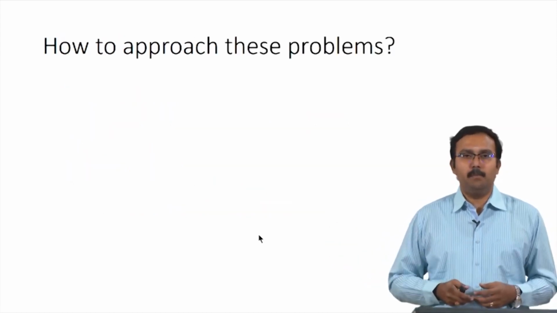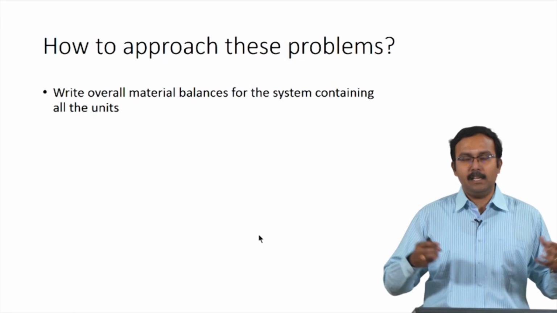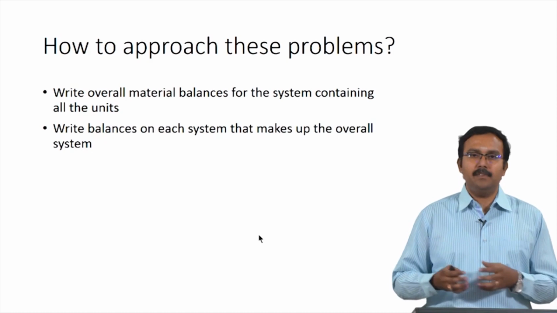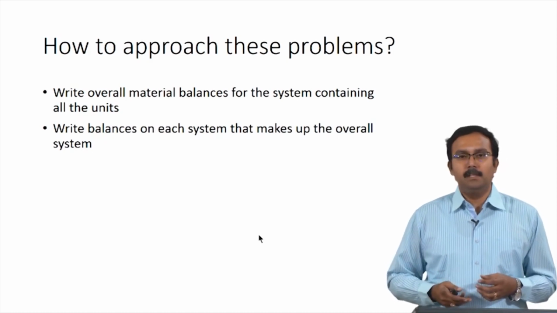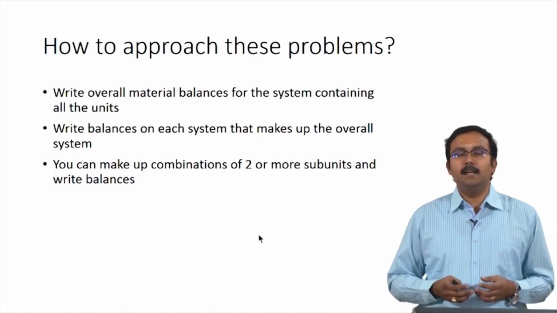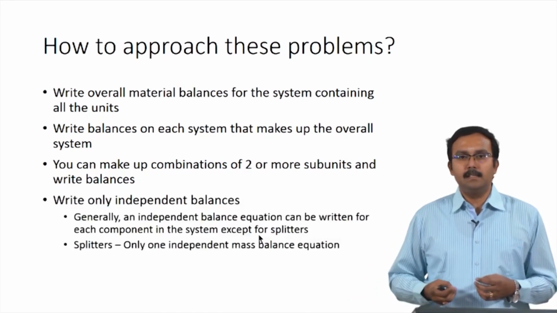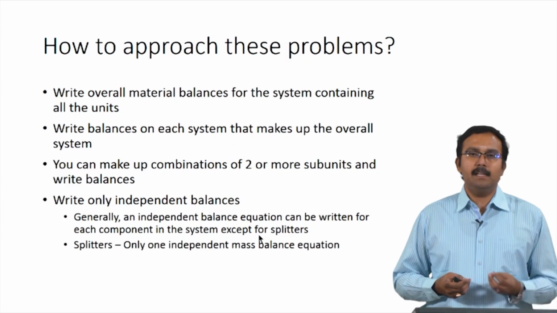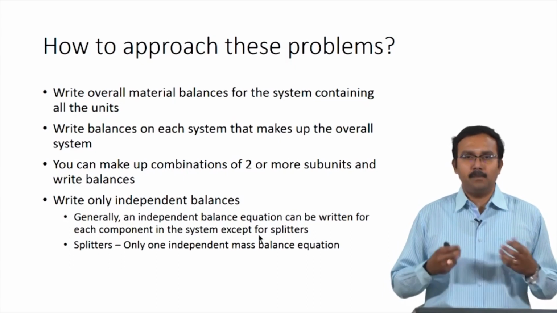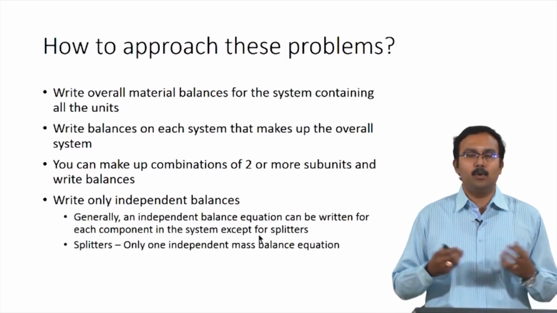So, how do we approach these problems? First, we write the overall balances for the system containing all the units, which is the overall system, and then we can write the balances for each of the systems which make up the overall system. We can also make combinations of 2 or more subunits to form a system and thereby write balances for these. We need to be careful and write only independent balances. Generally, one independent balance can be written per component for most of the systems except for splitters. As we already saw, splitters have only one independent mass balance equation, which is the total balance equation.